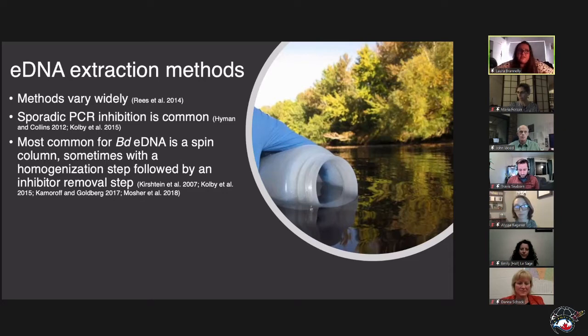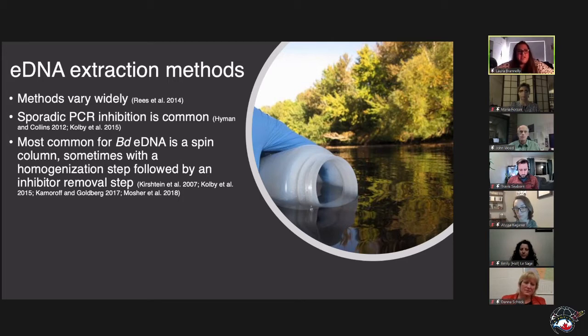Now, eDNA is a fairly new technology, and it's been more widespread and people are more excited to use it now that techniques and technologies have advanced. But with this spread of eDNA research, methods across different systems and even within the same field vary quite widely. In Bd eDNA work, extraction methods tend to have a spin column for DNA extraction. There's sometimes a homogenization step, and that's often followed by an inhibitor removal step. So this is the general way that people with Bd eDNA are doing it.